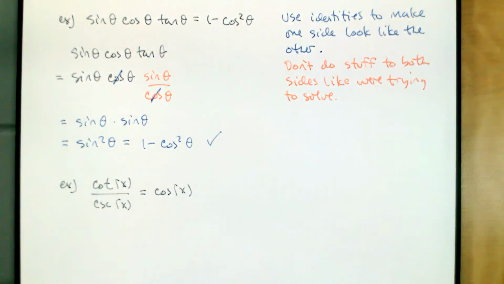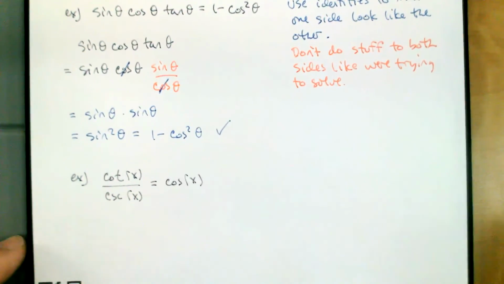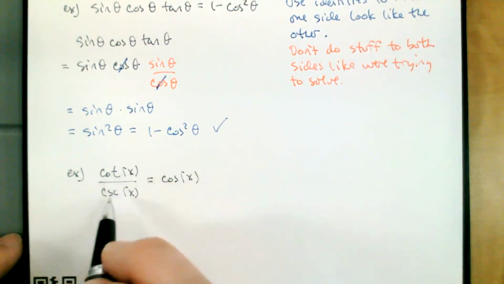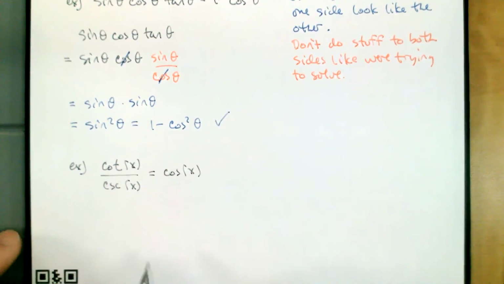Here's another one. Cotangent x over cosecant x is equal to cosine x. This one at least makes sense. It makes sense that I would want to write cosine x instead of writing cotangent x over cosecant x. Why say this whole mouthful of cotangent x divided by cosecant x when I could just say cosine x? So I'm going to start on the side where I can replace everything with sines and cosines.